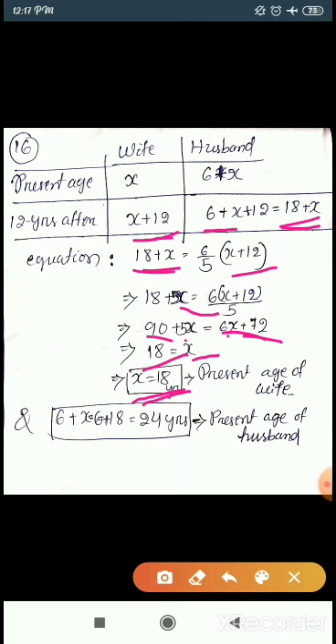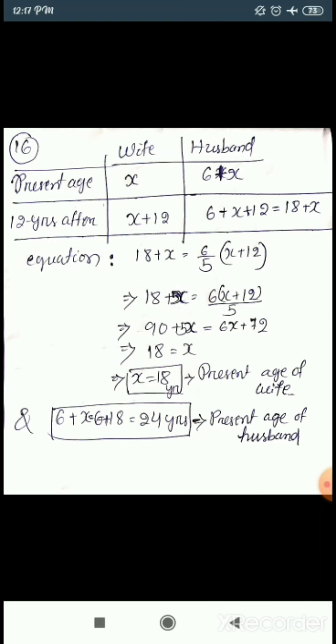Okay. Now the present age of husband is 6 plus X. Put the value of X in this equation. You will get 6 plus 18, that is equal to 24 years. So the present age of husband is 24 and wife is 18 years. Okay. Now just see question number 17.